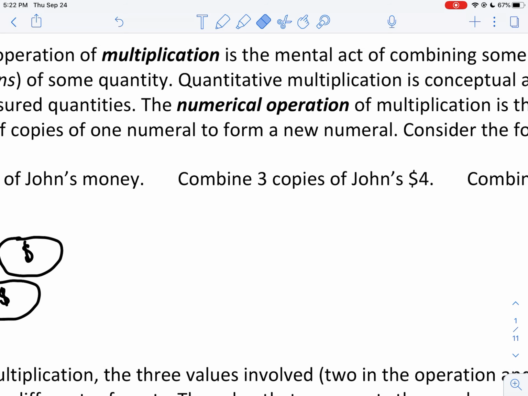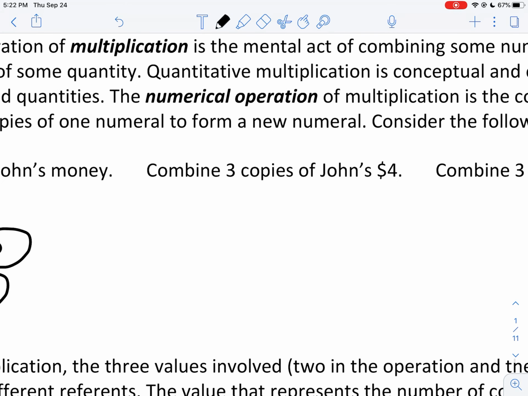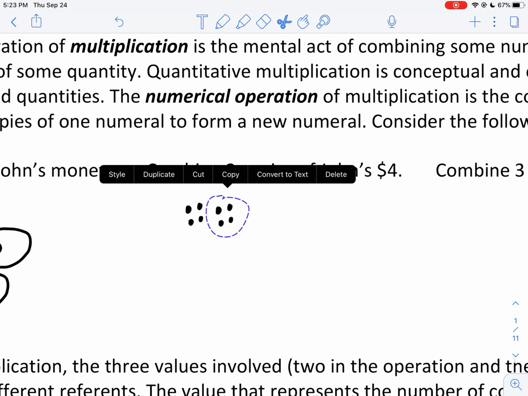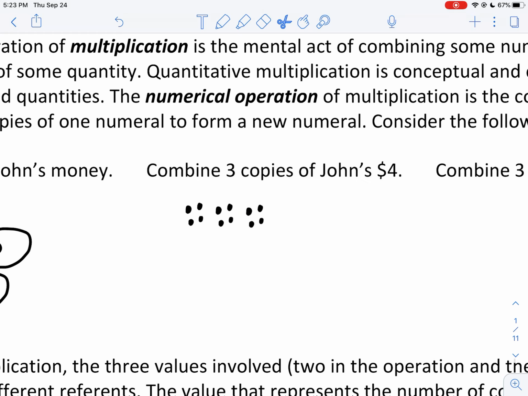Combine 3 copies of John's $4. So now we have a little more specifics. So now let's do a dot to represent a dollar. So there's John's $4, we'll say. And then we just copy and paste. And we're going to do 3 total copies. So we actually copied twice, if you want to be technical, but we have 3 copies of it right here. And so this would give us a total of $12 if you were to count it out.